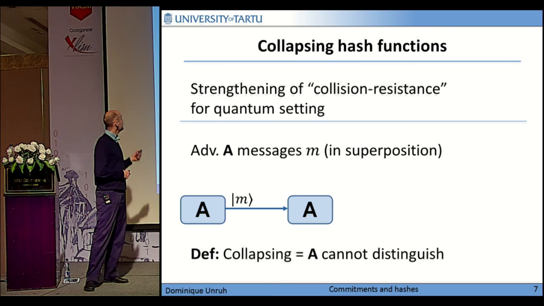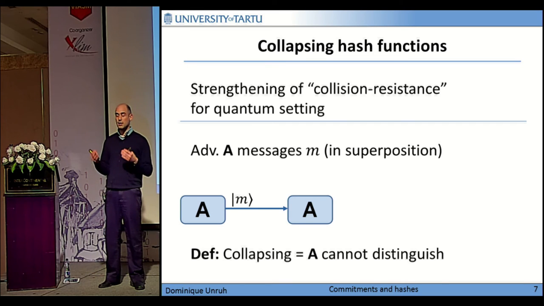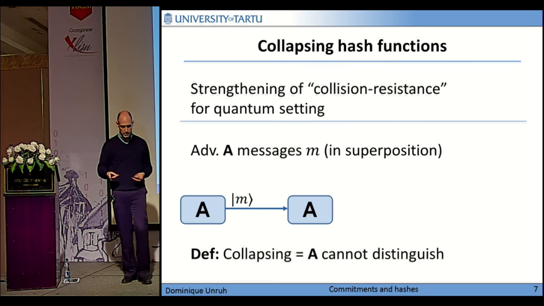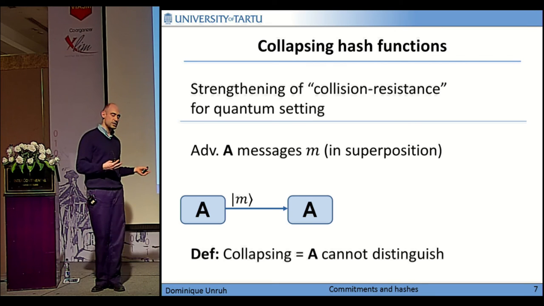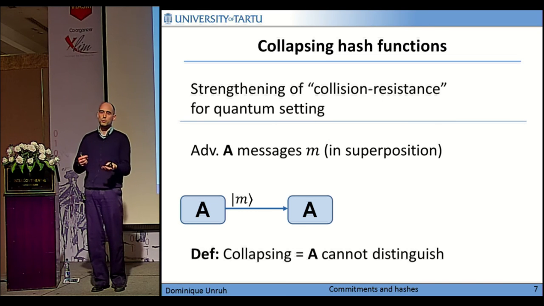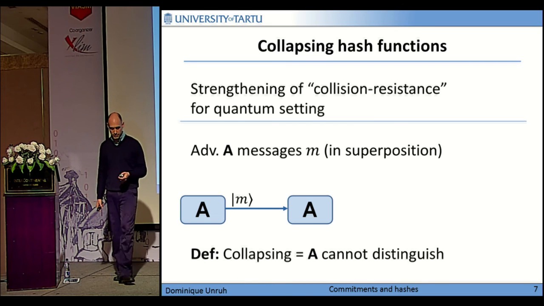So let me first tell you now what a collapsing hash function is. I will now show you the definition. I'm showing you the definition here a bit differently than it is in the paper, because after the paper, I came up with a bit more intuitive way of phrasing it, but it can be easily seen to be equivalent.